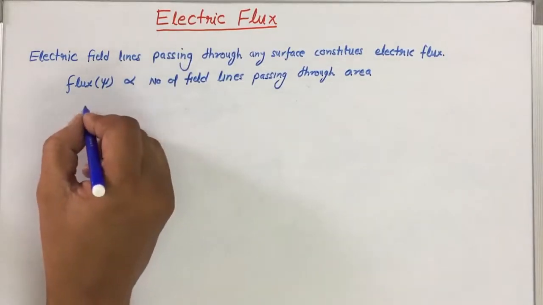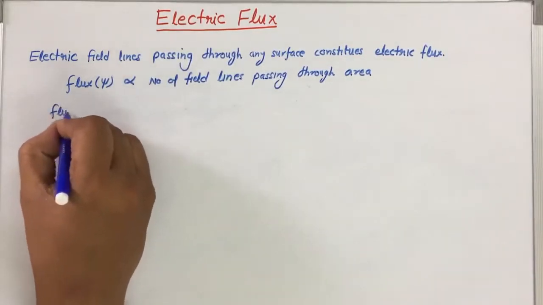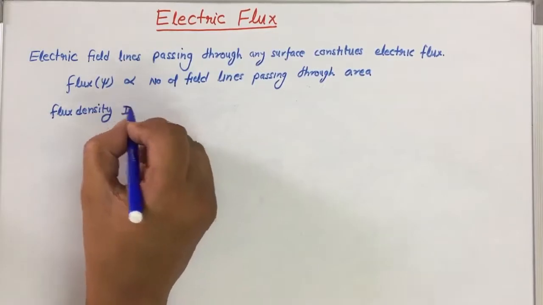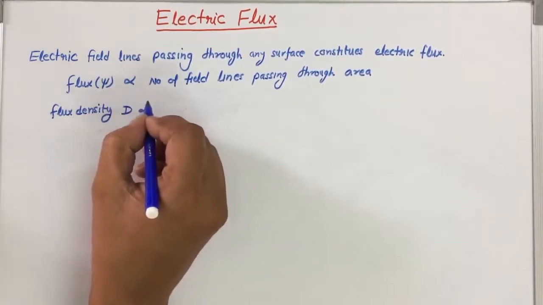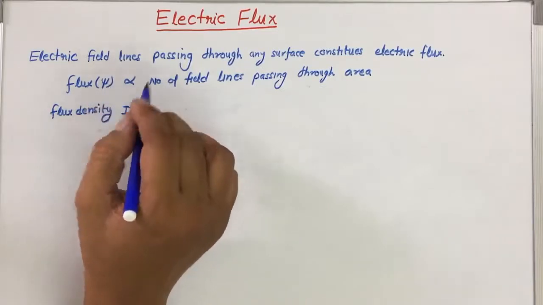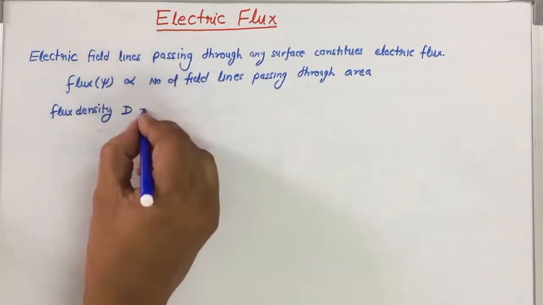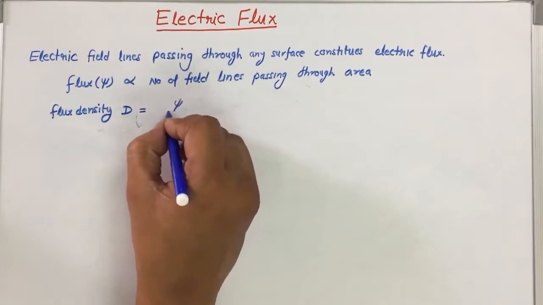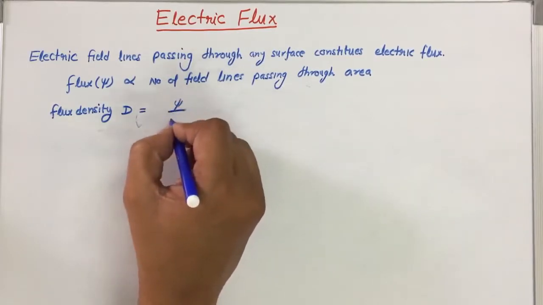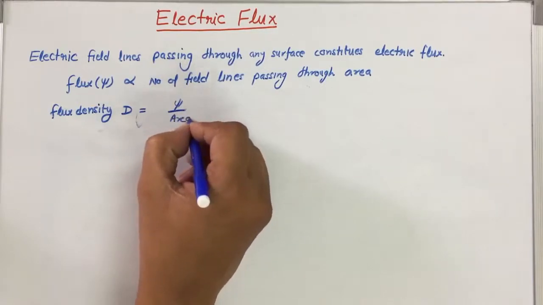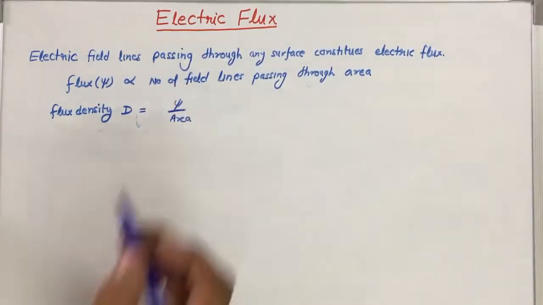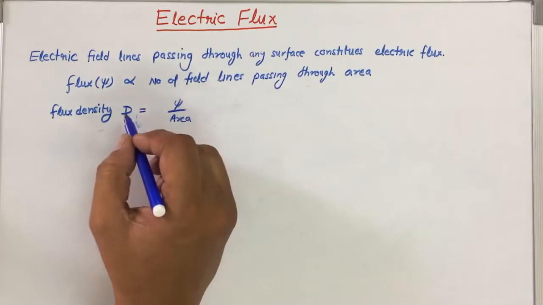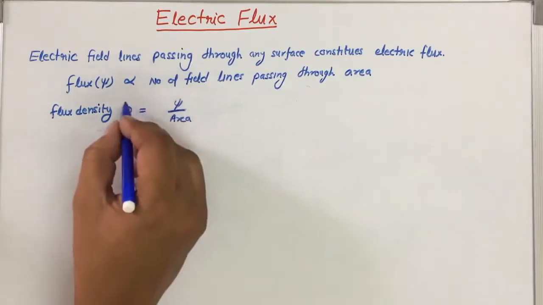And if we are defining the flux related to an area, then at the same time we can define the flux density. Flux density can be represented by D. Flux is the number of field lines passing through the area, and flux density is the number of field lines divided by the unit area.